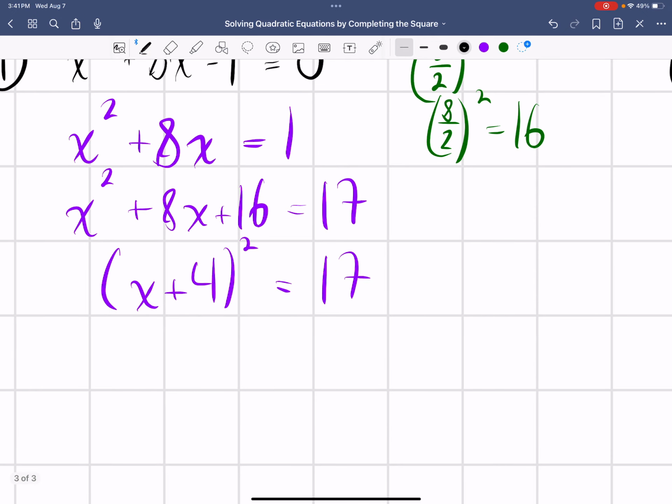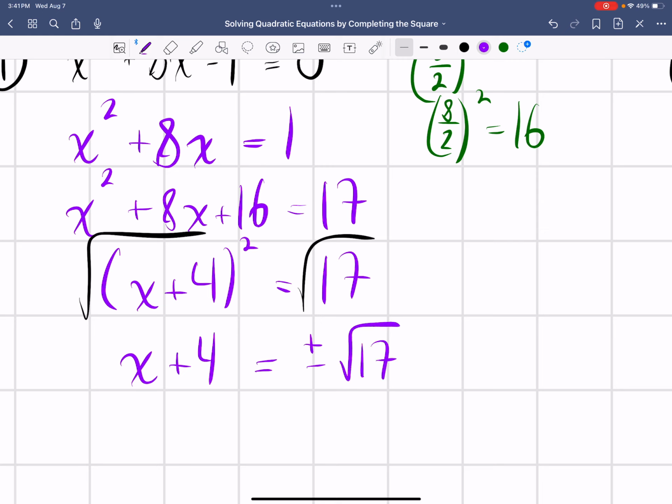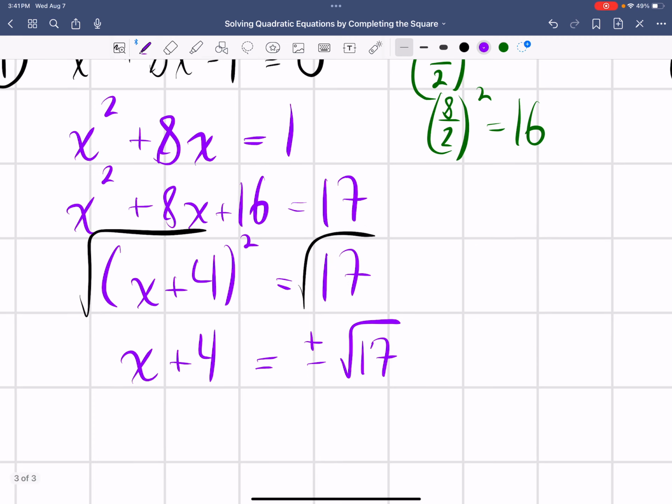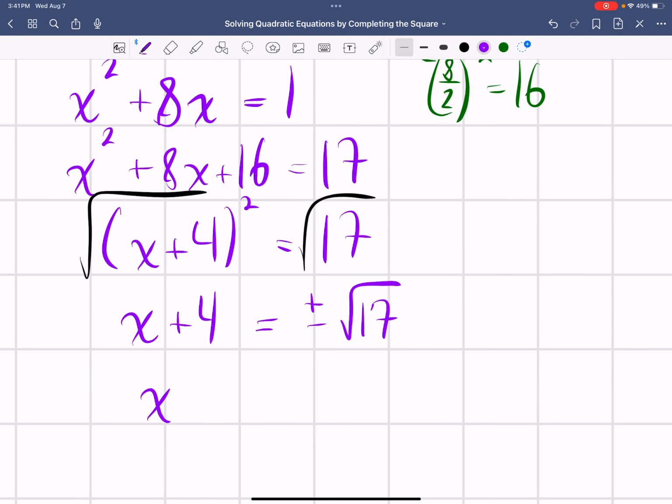Next step is square root both sides. And remember, it's really easy to forget this, but you need to put a plus or minus anytime you square root both sides of an equation. It takes a little while to remember that, but very important. Last step is isolate x. So we'll just subtract 4 from both sides. We get -4 plus or minus root 17, and done.